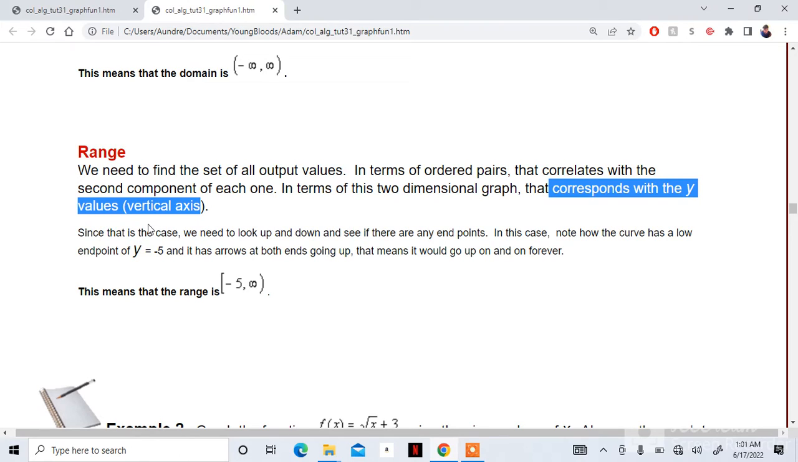Since that is the case, we need to look up and down and see if there are any endpoints. In this case, note how the curve has a low endpoint of y equals -5 and has arrows at both ends going up. That means it will go on and up forever.